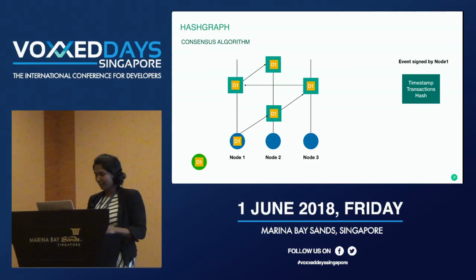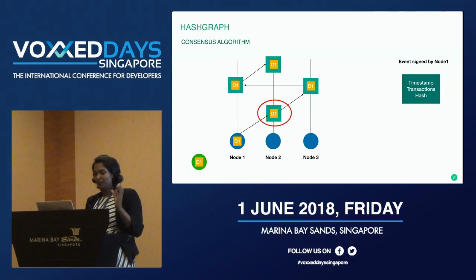So I'll give an example of how it works. The nodes will exchange messages in the form of events, and an event is a data structure that consists of a timestamp, a transaction, and the previous transaction hash. So let's say the client wants to store data into the cluster. It will first send it to a node.